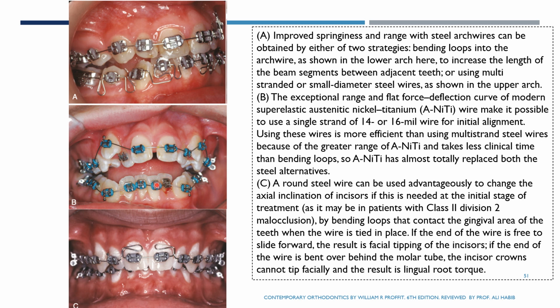And now, thank God, the introduction of nickel titanium, especially the A NiTi, made our life much easier. The super elastic A nickel titanium wires were the best wires to use. So during aligning or leveling, usually we start with 14 or 16 mil wires for the initial stage of aligning and leveling, and no more do we need these loops.